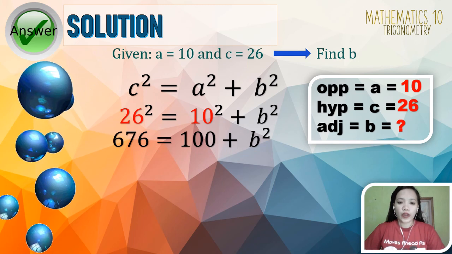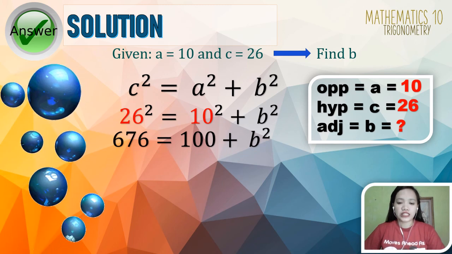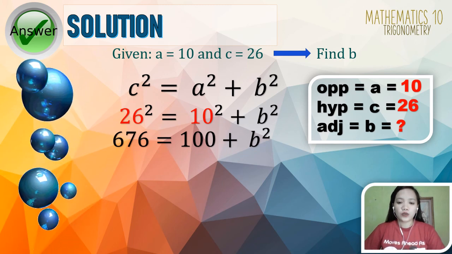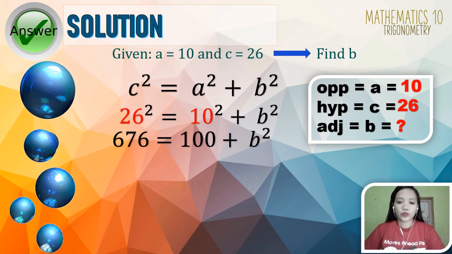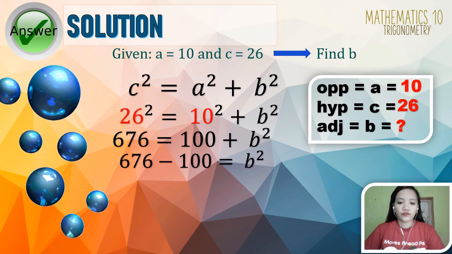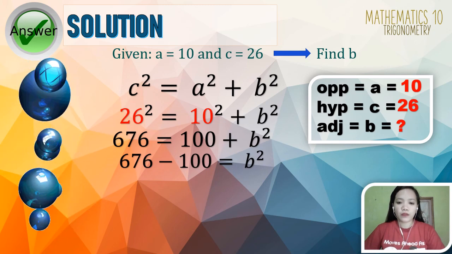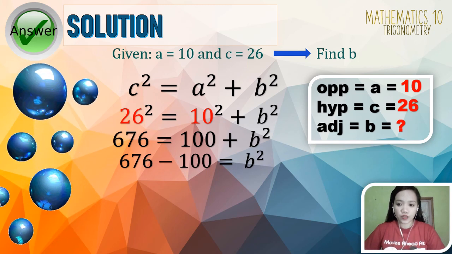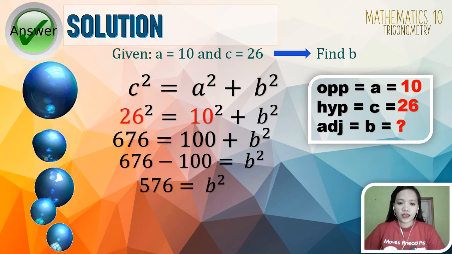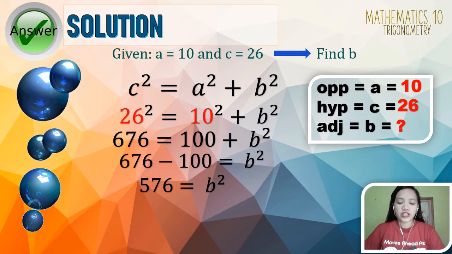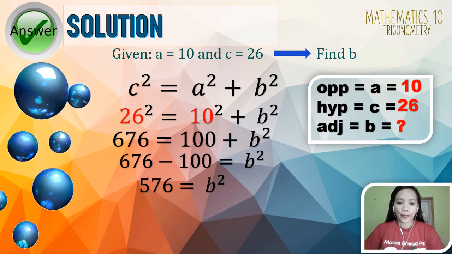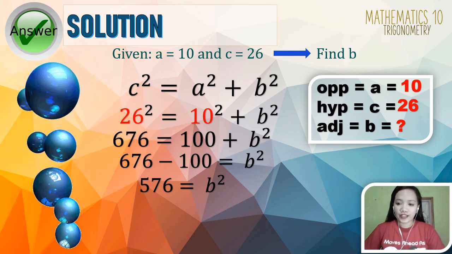So 26 squared is 676. 10 squared equals 100. So combining like terms, we'll have 676 minus 100 equals B squared. Continuing the process, we'll have 576 equals B squared. This is not yet the final answer.